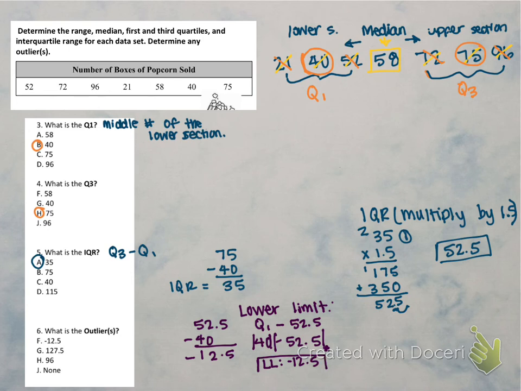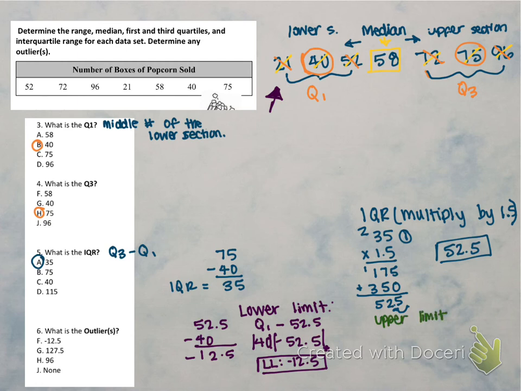Okay, so then you're supposed to look at your data right here. Is there a number smaller than negative 12.5? Well, no, because we're not even at 0. So there's no outlier on the lower end of our data. So now we're going to find out if there's an outlier on the greater end of our data by finding the upper limit.